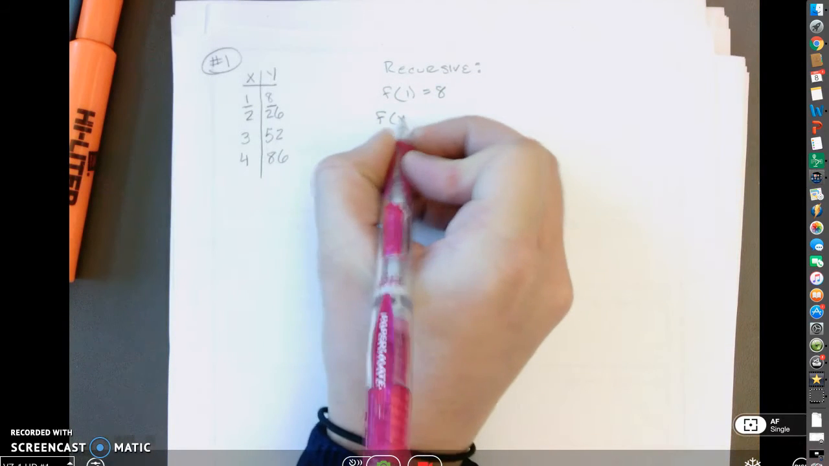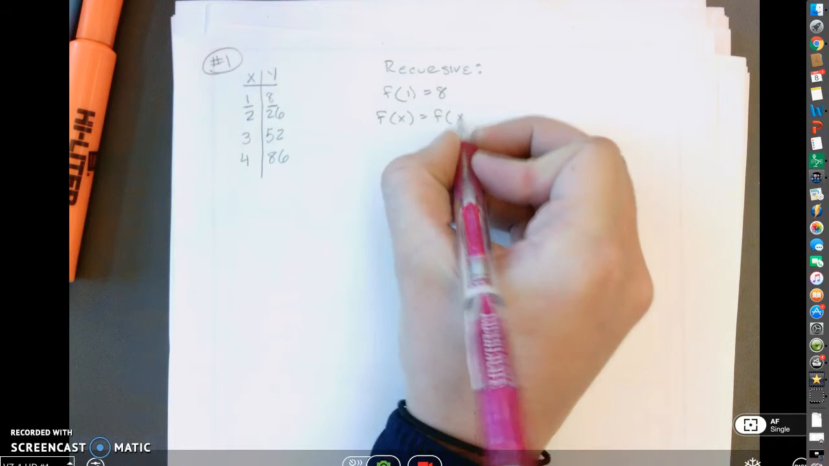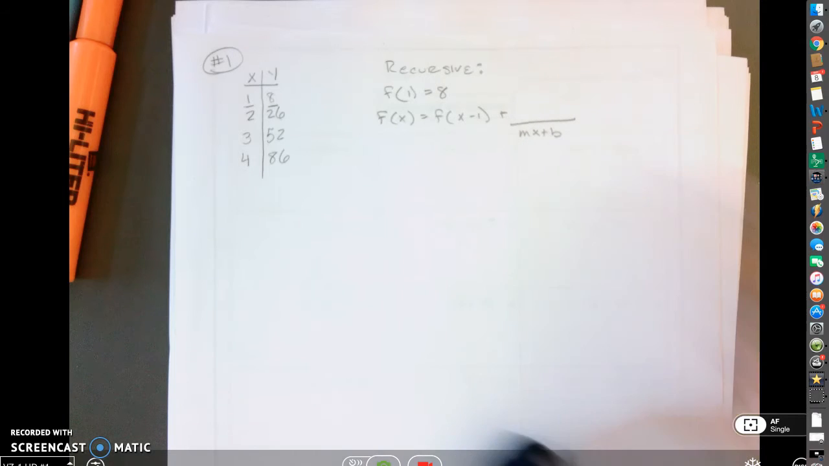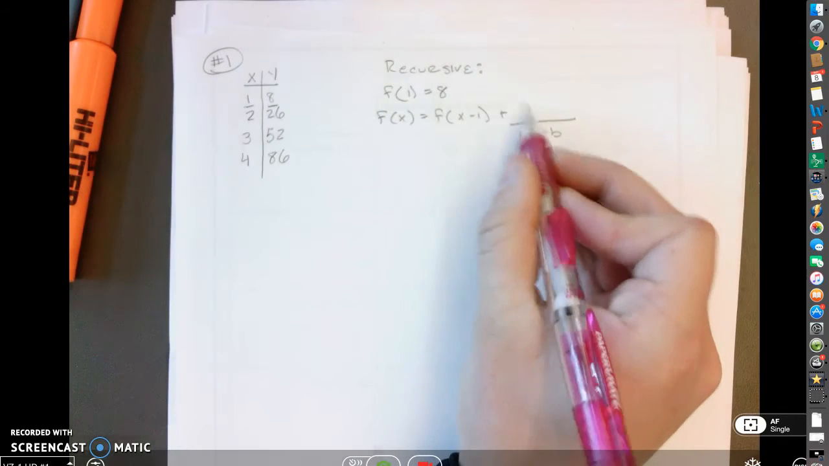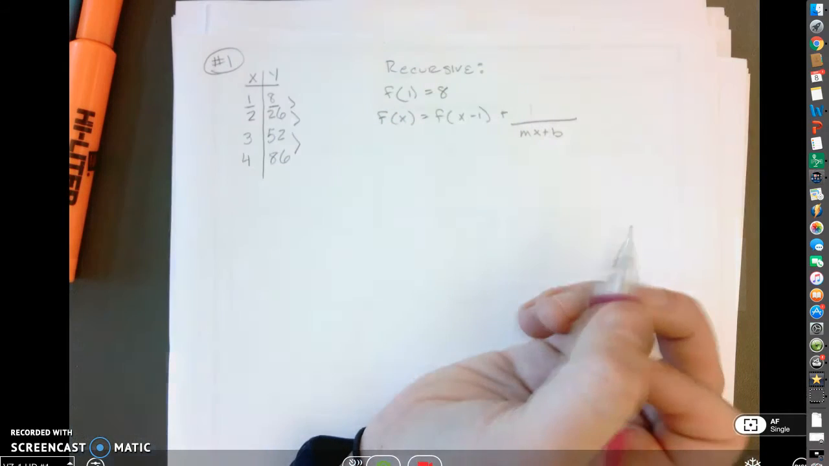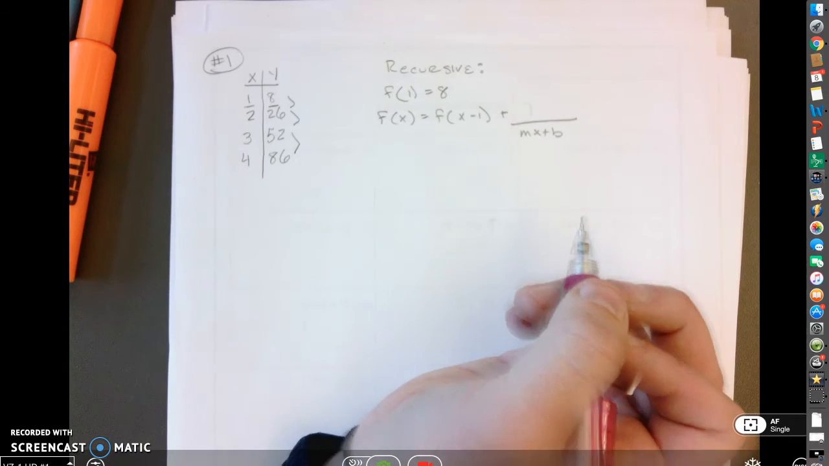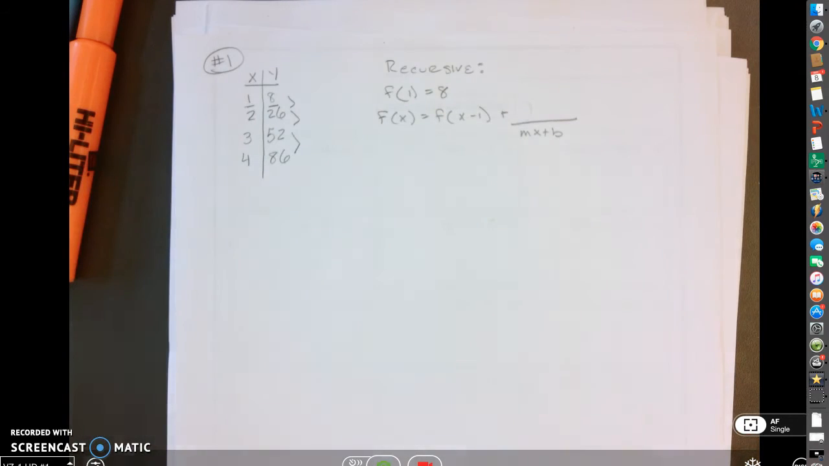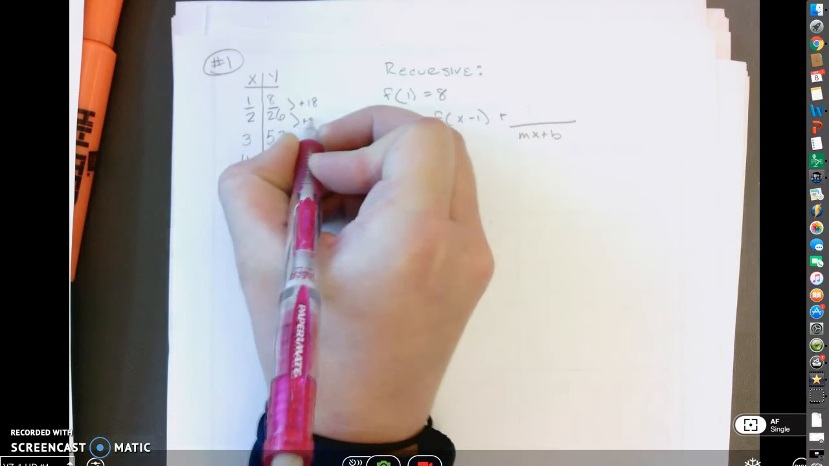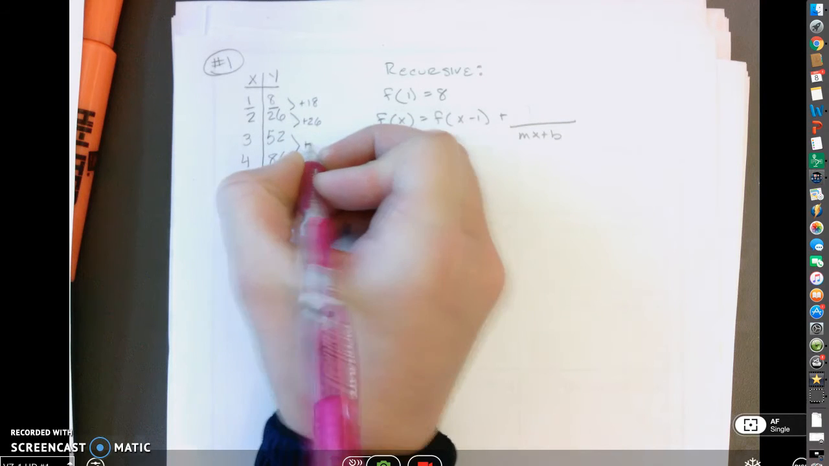Then it's f of x equals f of x minus 1 plus, and then we always know that this is going to be mx plus b. Okay, so I had to figure out my second difference because that's what goes right here. So I go here and I figure out my first difference, which I probably should have done already. It's plus 18, then it's plus 26, and then it's plus 34.